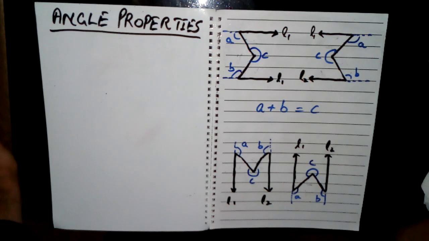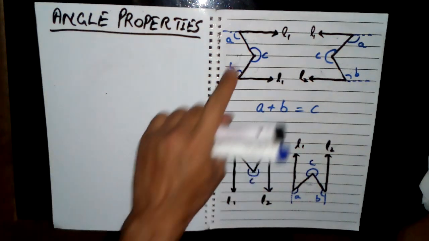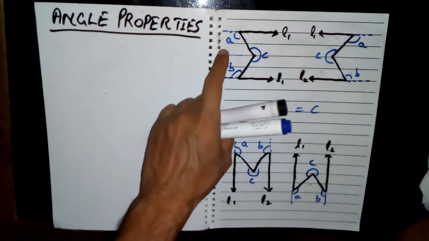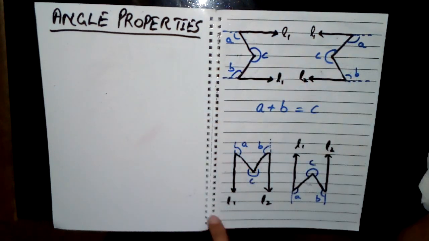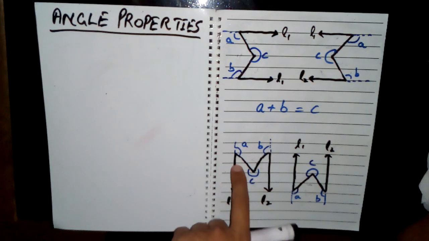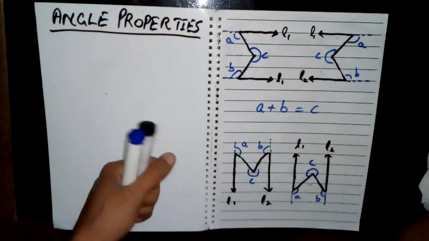Now in these four diagrams you can see that I have shifted the sides of the angles. Before A was here, I have shifted it to that side. A was here, I have shifted it to that side. And in all these diagrams you can see that A was here, I have shifted it to the upward side.